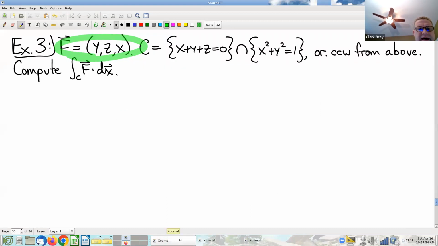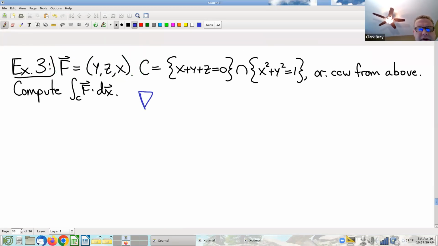And so we do that. Computing the curl. Let's see the first coordinate, the y partial of that, which is 0, minus the z partial of that, which is 1. Then we have the z partial of that, which is 0, minus the x partial of that, which is 1. And then we have the x partial of that, which is 0, minus the y partial of that, which is 1. So there's our curl.